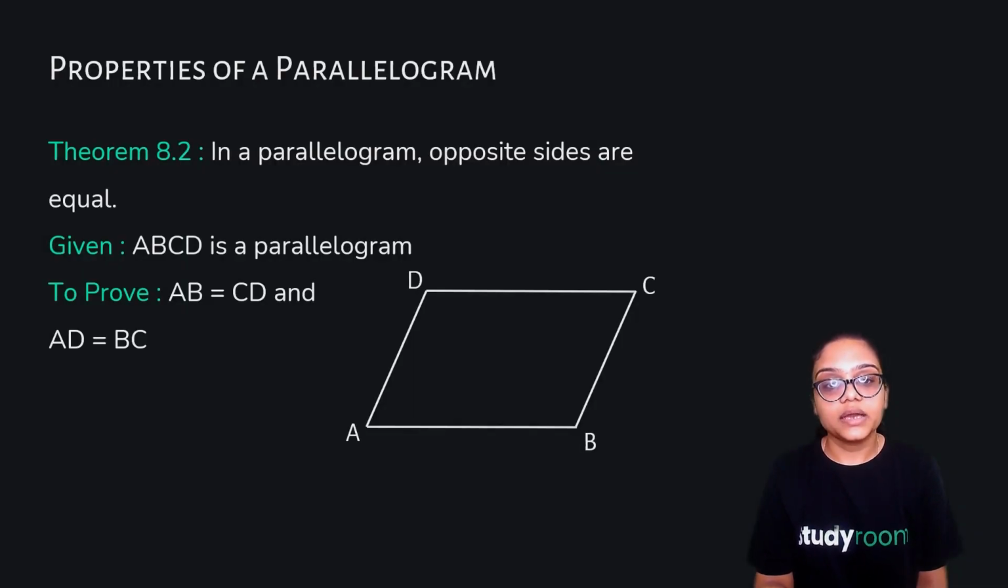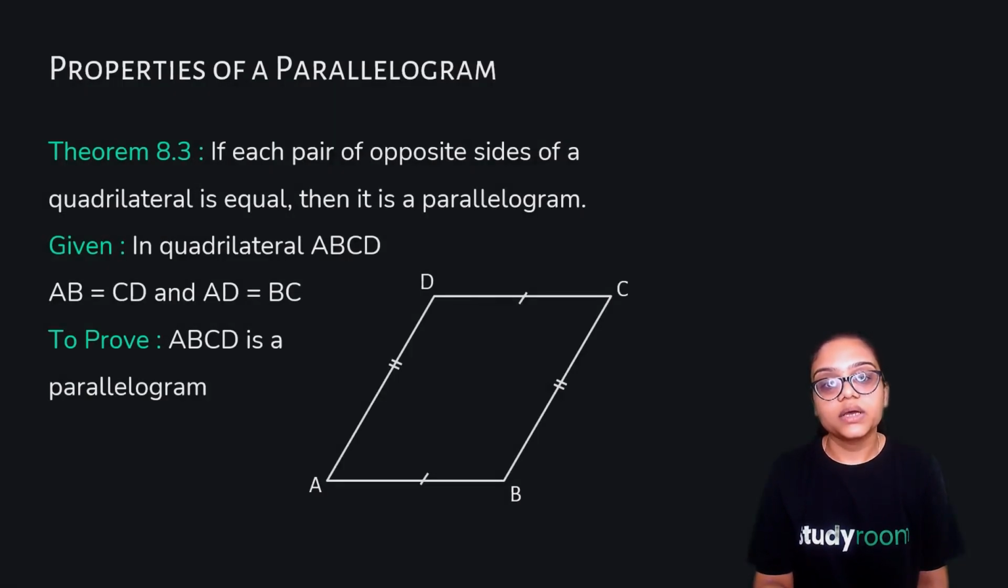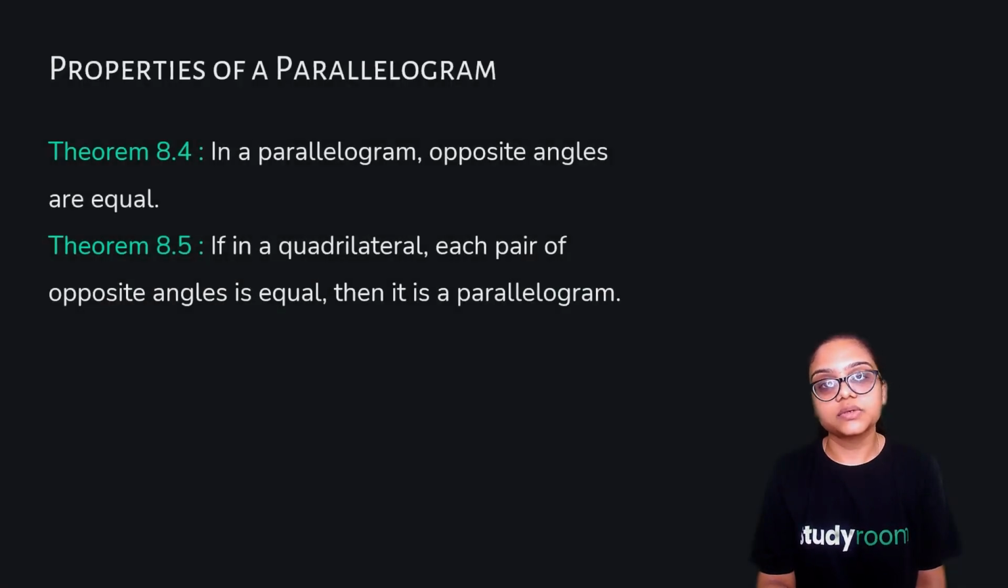Correct. Now, in a parallelogram, opposite sides are equal. So AB would be equal to CD and AD would be equal to BC. And they are parallel obviously. Now, the third property states that if each pair of opposite sides of a quadrilateral is equal, then it is a parallelogram. Just the opposite: a quadrilateral with equal opposite pairs of sides is called a parallelogram. Correct? And the diagonal is drawn just to clarify.